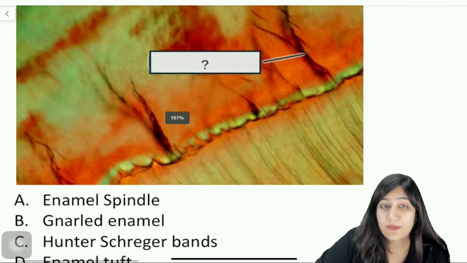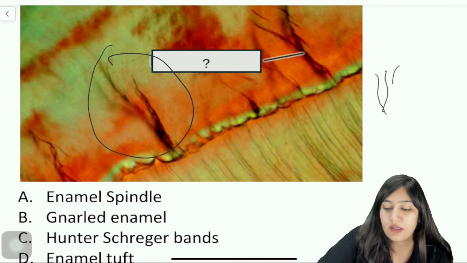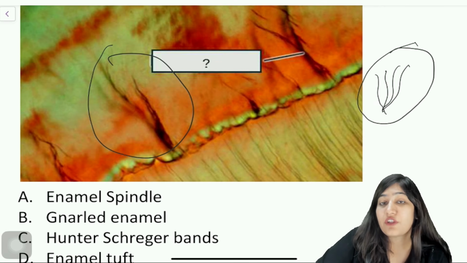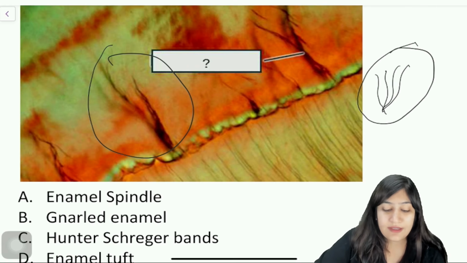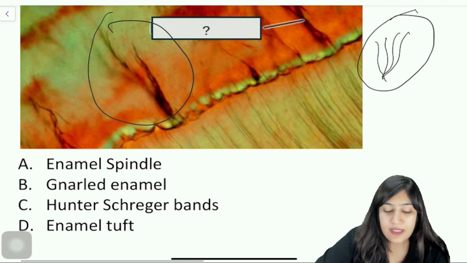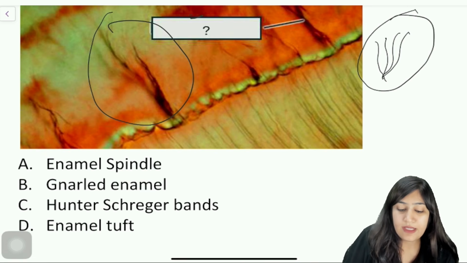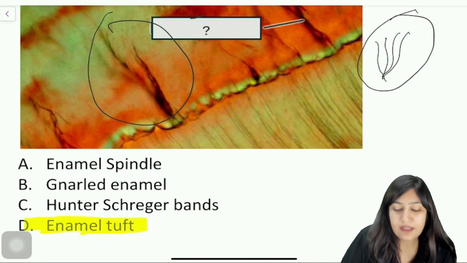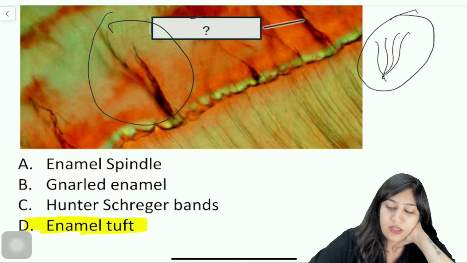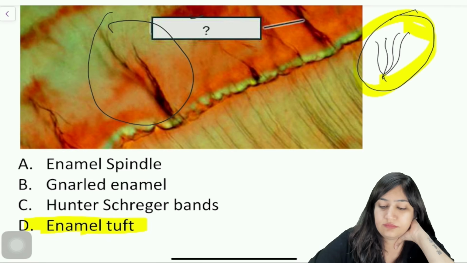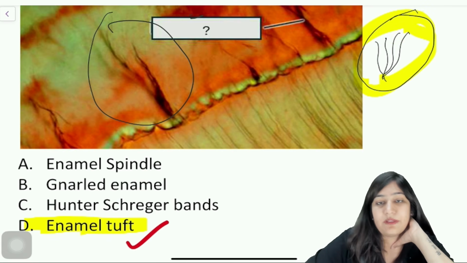Identify the structure in the given image. Now this is an image based question. This structure is asked. It is a structure resembling a tuft of grass. So which structure resembles a tuft of grass? Is it enamel spindle, lamella, Hunter-Schreger band, or enamel tuft? Among the given options, enamel tuft is the correct answer here, as it is resembling a tuft of grass. So the correct answer is enamel tuft.